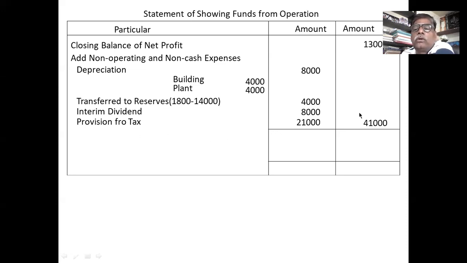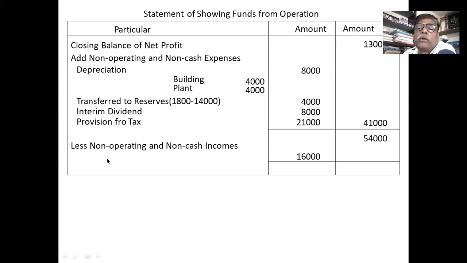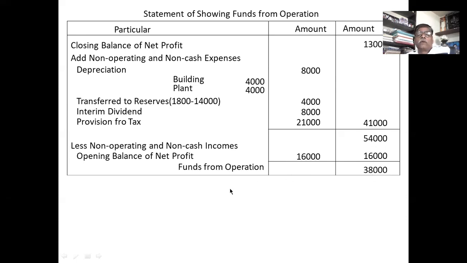Now you take the total to the outer column. Total 41,000, add, total is 54,000. From this 54,000, less non-operating and non-cash incomes. There are none here. But one thing you have to write: the closing balance of P&L account, sorry, opening balance of P&L account. You write the opening balance of P&L account and close the account. Opening balance means last year balance, 16,000. You deduct 16,000. Funds from operation is 38,000. Funds from operation, 38,000. That is the point you remember.